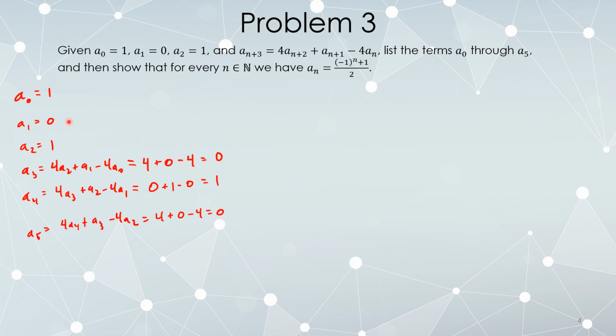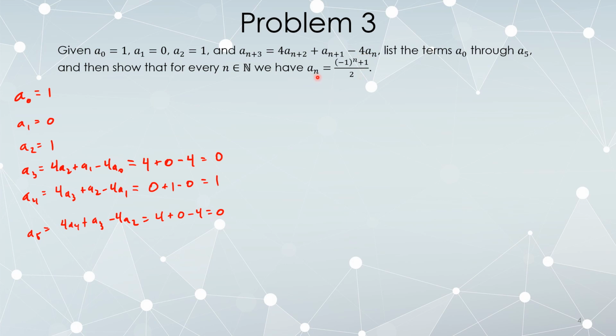So now what seems to be happening is an alternation: 1, 0, 1, 0, 1, 0. Perhaps that goes on forever, which is exactly what this claim is about. When n is even, here we have -1 to an even power, which is going to be a 1, and 1 plus 1 over 2 is 1. But when n is odd, this becomes a -1 plus 1 over 2, which is 0.